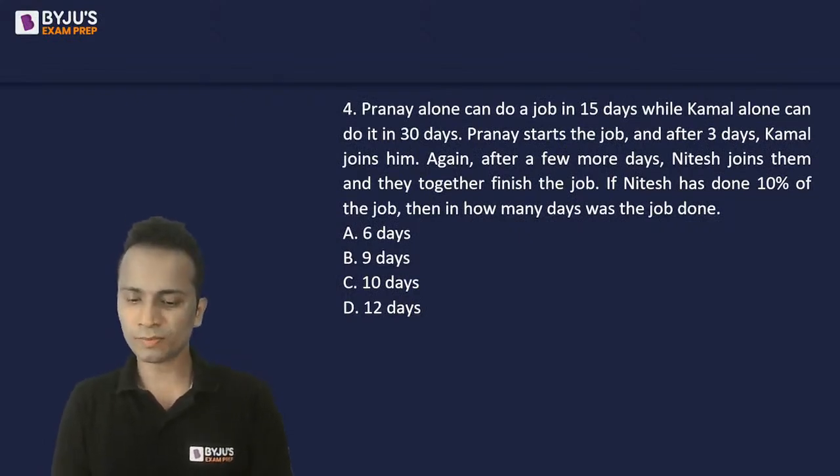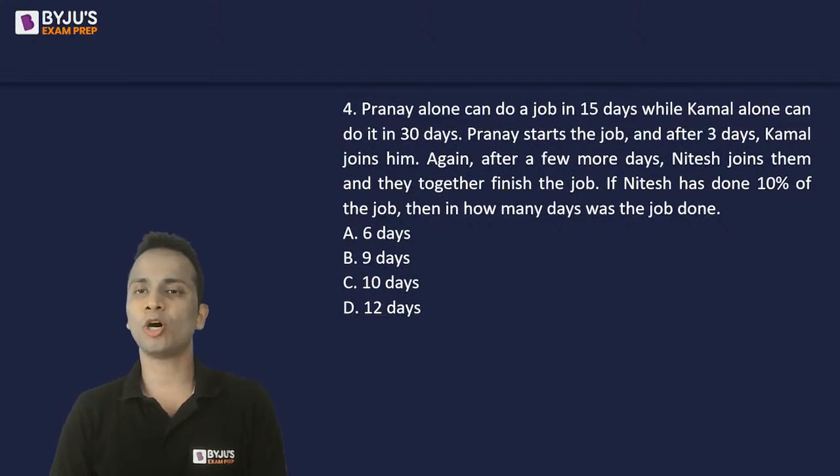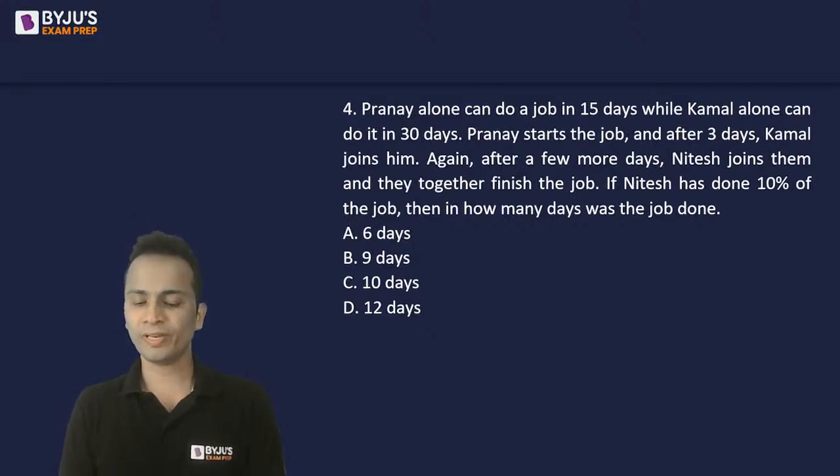Now the question of time and work. Pranay alone can do a job in 15 days, while Kamal can alone do the same job in 30 days. Now Pranay starts the job, and after 3 days, Kamal joins him. Again, after a few days, Nitish joins them and they finish the work. Now, if Nitish has done 10% of the job, then in how many days was the job done? Easy question. So you'll have to find out in how many total number of days the job was finished.